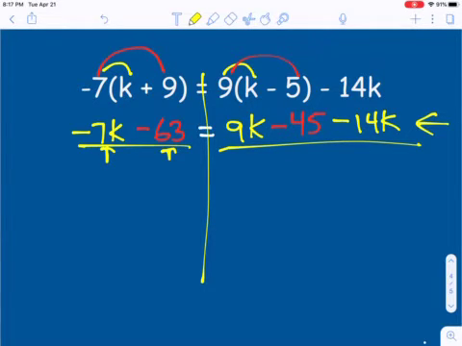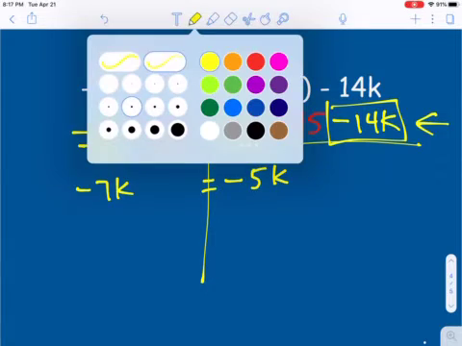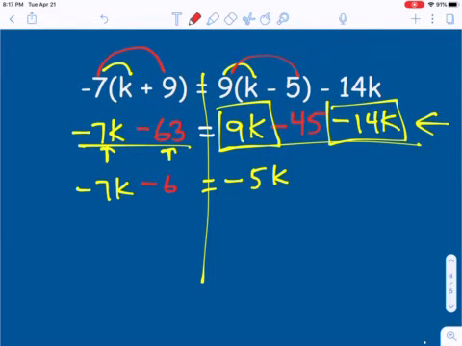But on the right side, I've got a variable here, but I've got a variable here as well. I can combine those. All right, so 9k plus negative 14k is negative 5k. And then I'm just going to rewrite everything else out so that I know exactly what I have and what I got to do next. So at this point, we're ready to rock, and we can finish solving this equation. So I'll write my equal sign here again. It doesn't matter what color that's in.